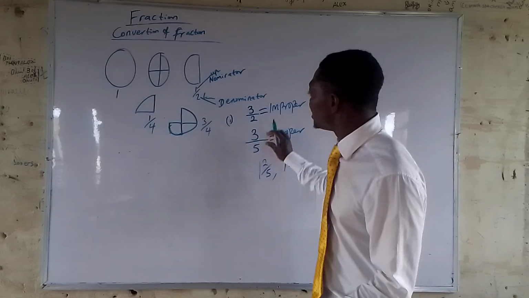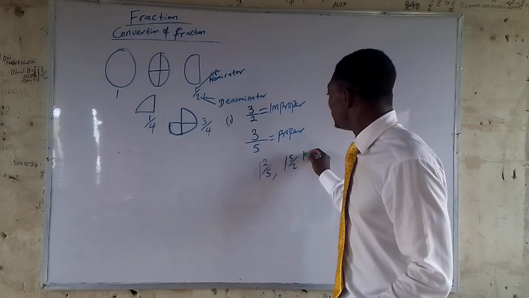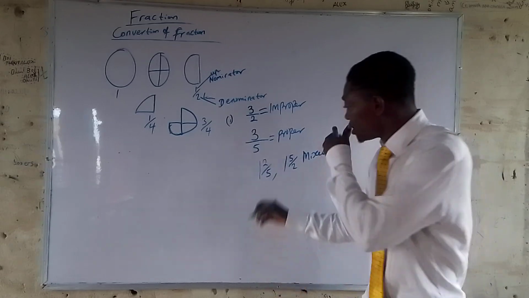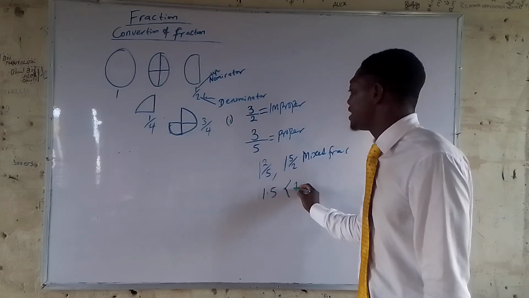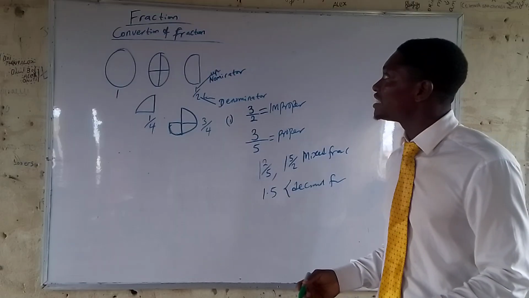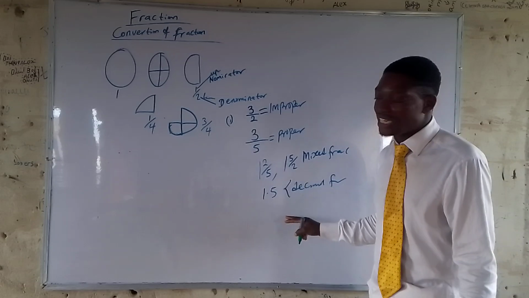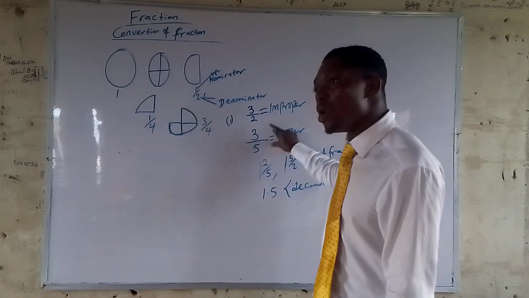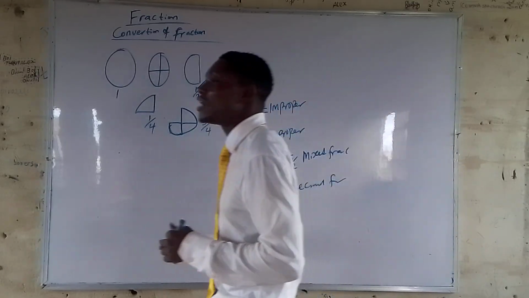And I told you that there is also a decimal fraction, where you have 1.5. It is a decimal fraction. If you have not watched that, you can watch it. And how can we convert from one to the other? I told you to convert improper, proper or mixed fractions, you can convert them to decimal fraction. And how can you do that?